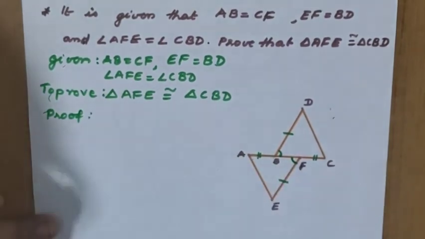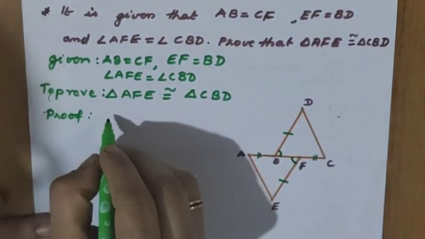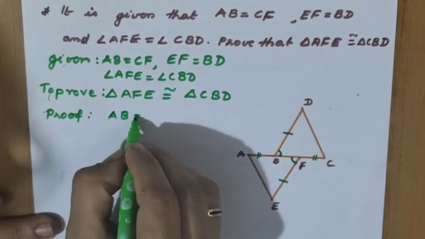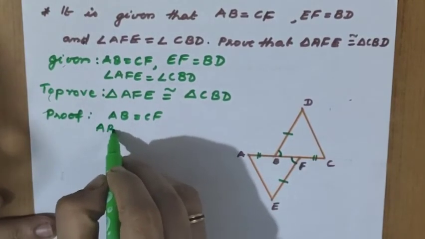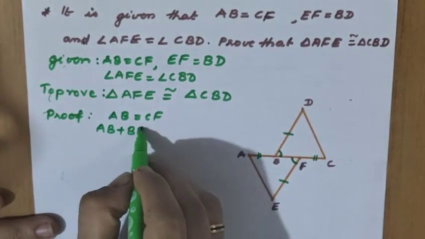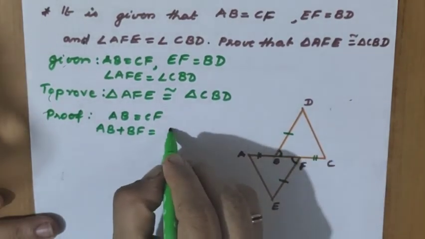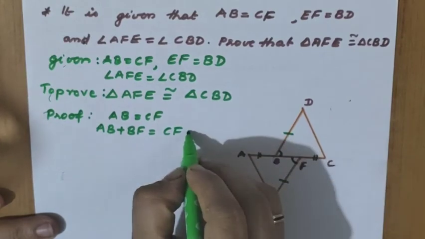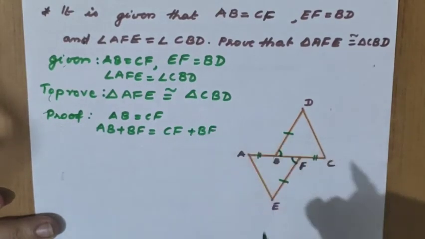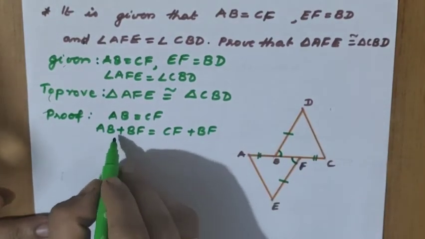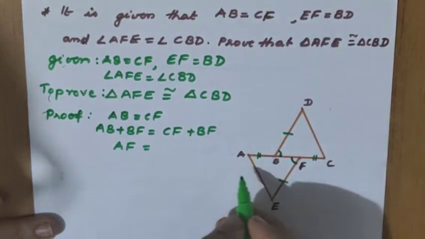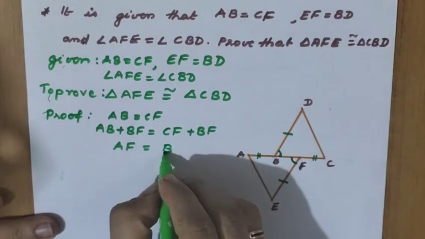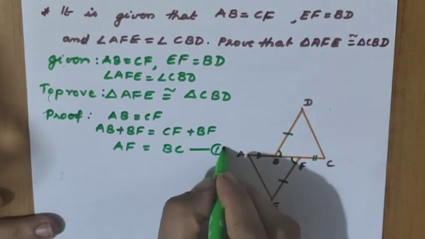okay, first I will add the equal sides only. So AB equal to CF, it is given, right? So with AB, we are adding BF. If we are adding something to the LHS, we have to add to the RHS also. CF to be added with BF. So what is the result now? AB plus BF equal to AF. And CF plus BF equal to BC. Okay, I'll make it equation number 1.